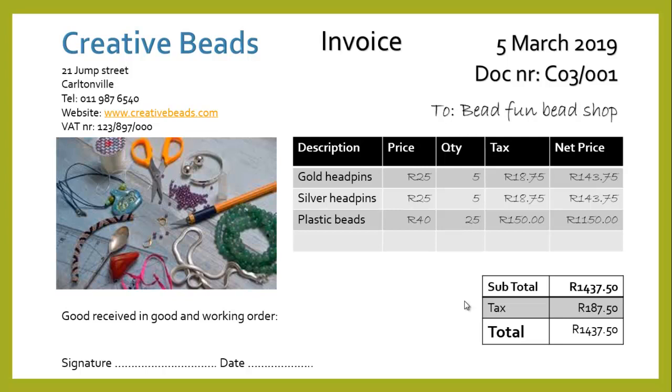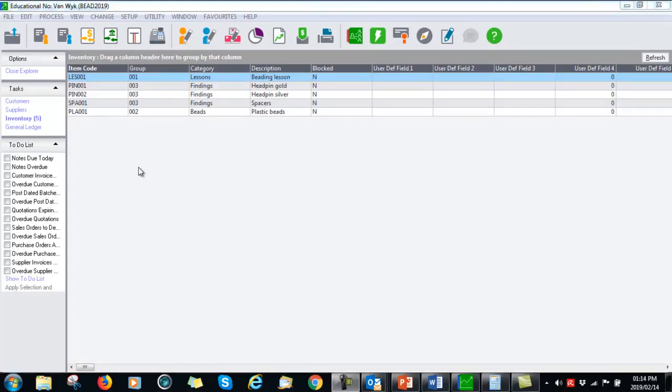This is the invoice that I have received. Pay attention to the document number and the date. That is the information that needs to be filled in on our invoice as well. We are going to create the invoice by linking to the goods received note.